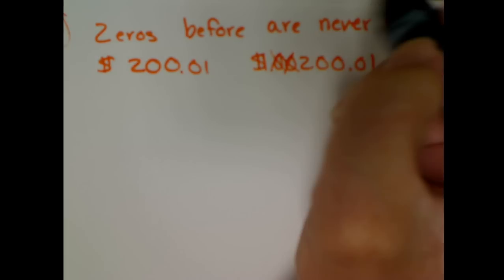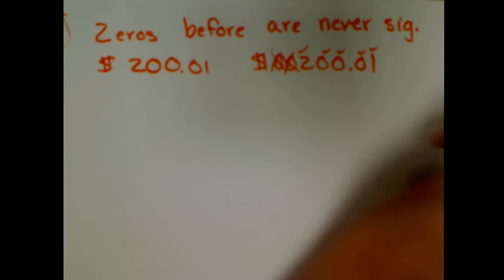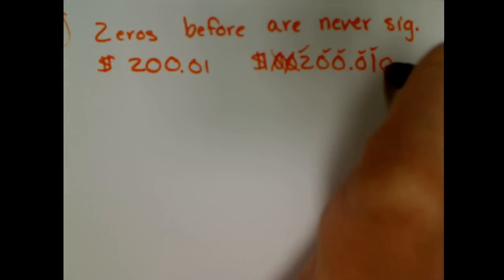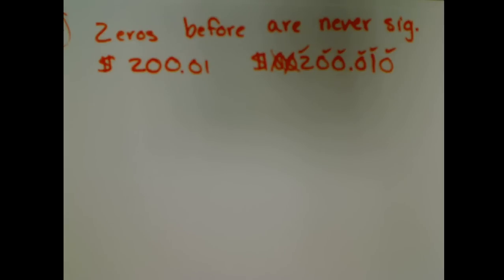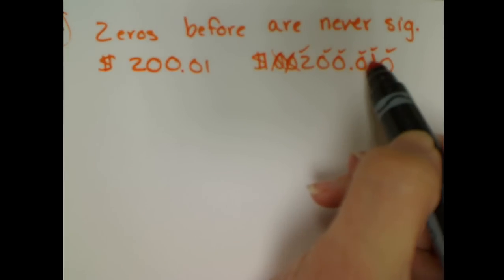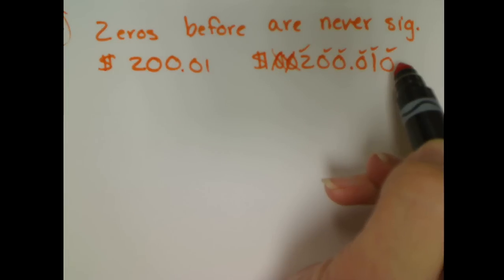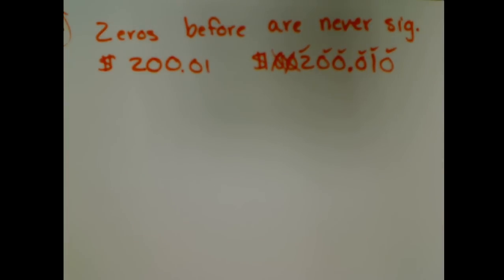In this case, all of these zeros are significant because they fall in between. If I put a 0 here, that's following a decimal. That would also be significant. So zeros before are never significant. Zeros between are always significant. And zeros following are significant only if there is a decimal.